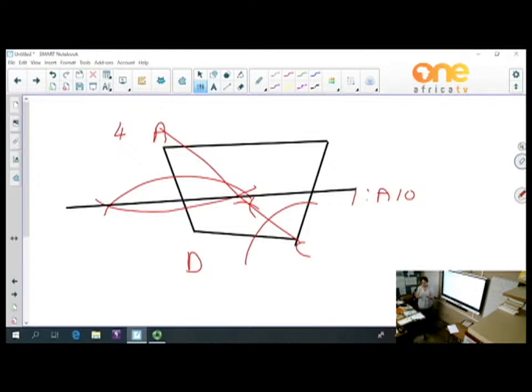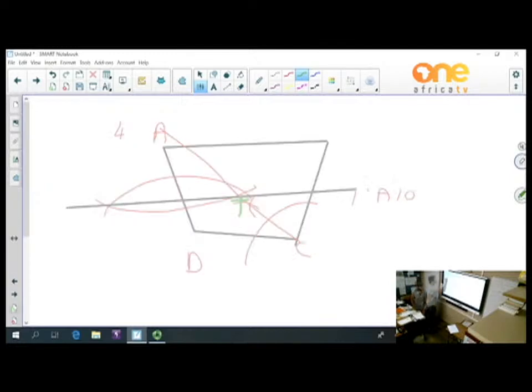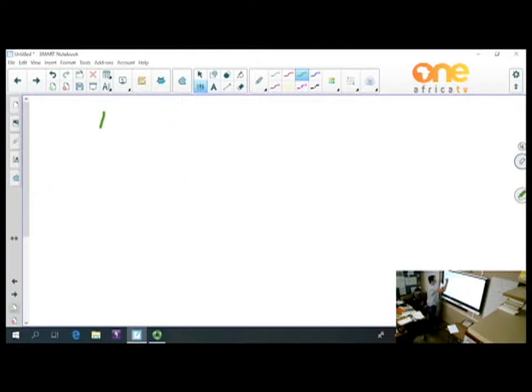And where are you going to plant your tree? T. That is the point where we plant the tree, at T, where your 2 lines intersect. Yeah, the line is a little bit more skewed, isn't it? So let's look at that first one there.